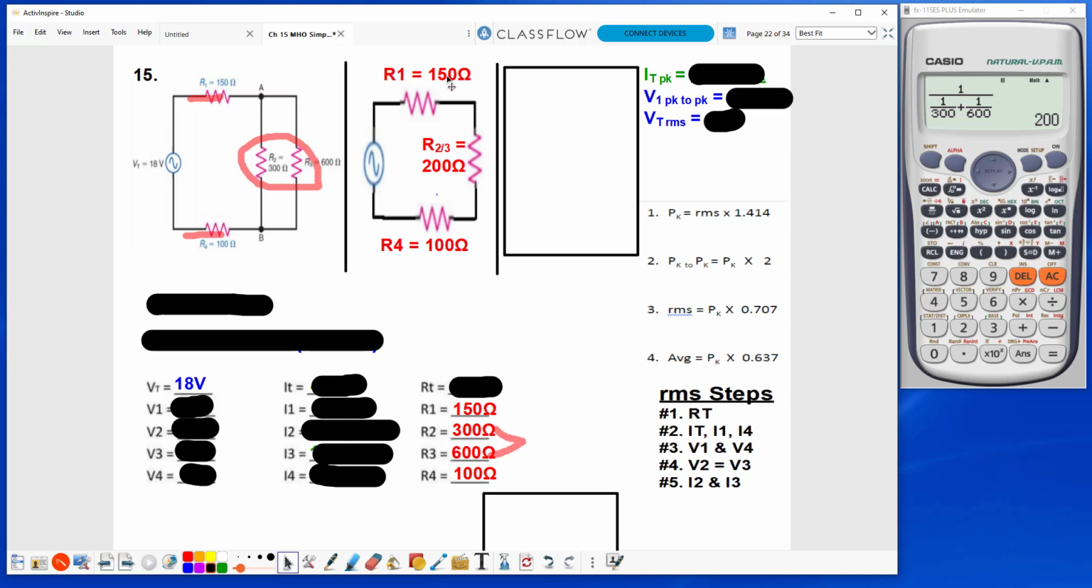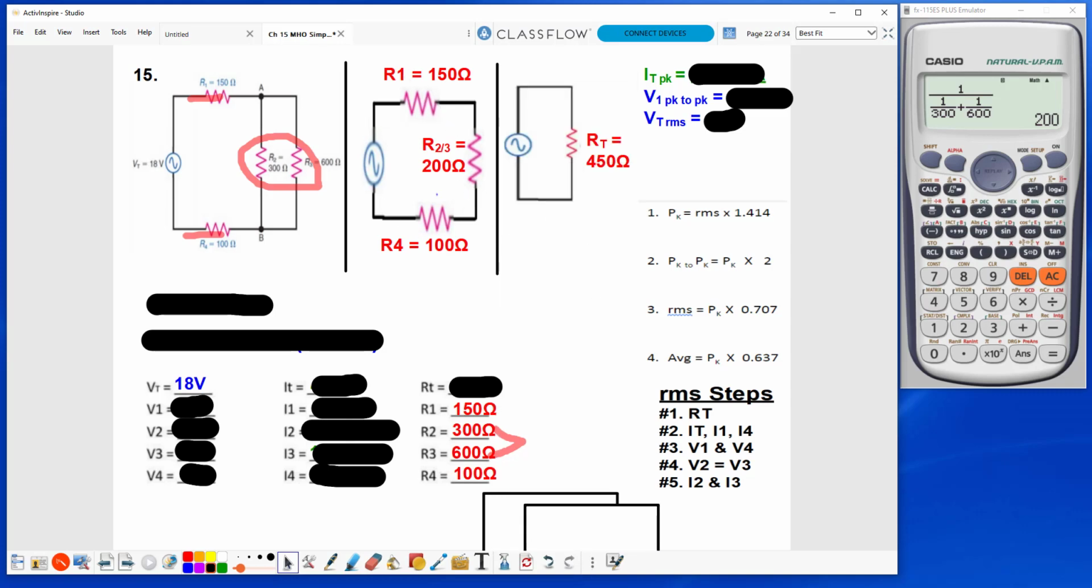So now I have 150 ohms, 200 ohms, and 100 ohms in series. I take these three resistors, since they're in series, and I just add them together, giving me a total resistance of 450 ohms. Now I've got 2 out of 3. I can find IT: 18 volts divided by 450 ohms gives me 40 milliamps.